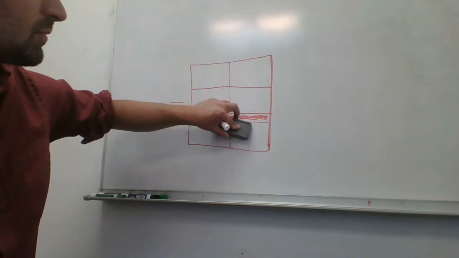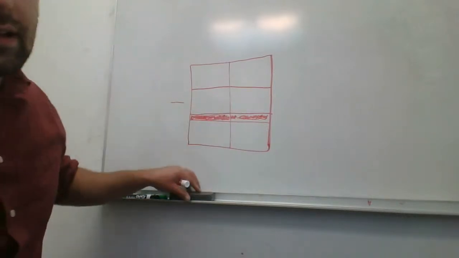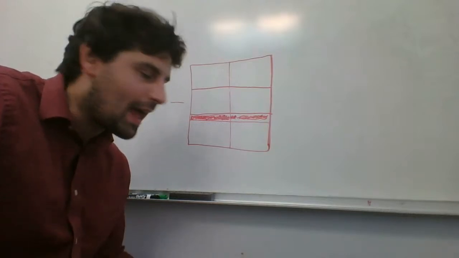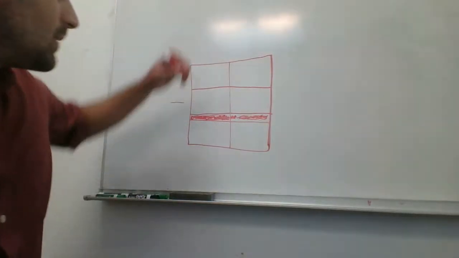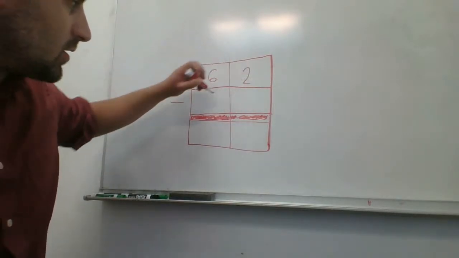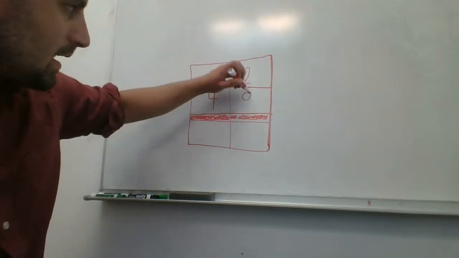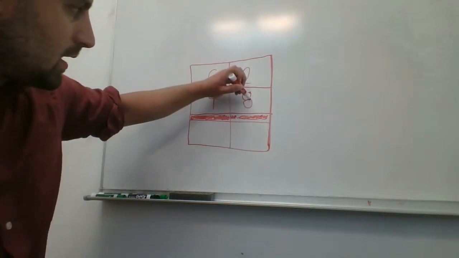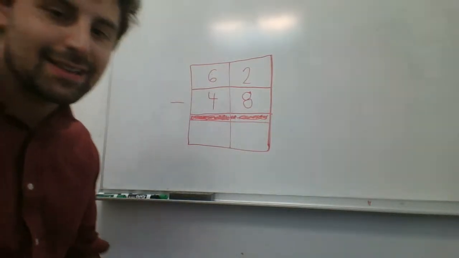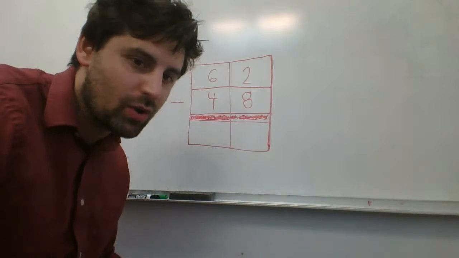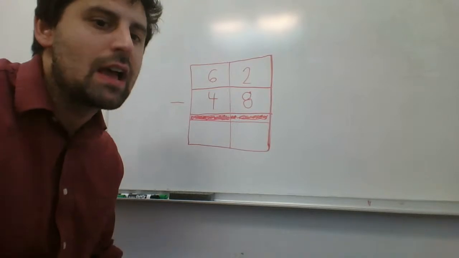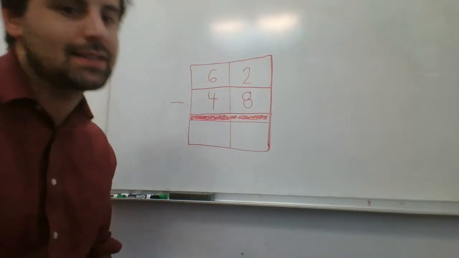I'm going to do a subtraction problem that requires regrouping. Now, in subtraction, we regroup whenever the bottom digit is bigger than the top digit. So in this problem, I have 62 minus 48. And if you look in the ones place, the bottom digit is bigger. We cannot start out with 2 and take away 8. That doesn't work. So we have to take a 10 from the tens place. We're going to remove a 10 from the tens place, and we're going to add that 10 to the ones place.